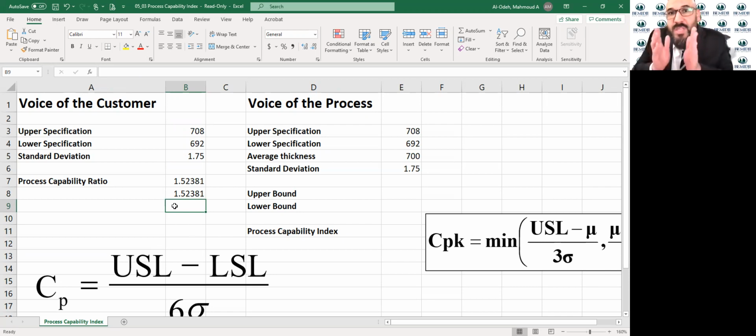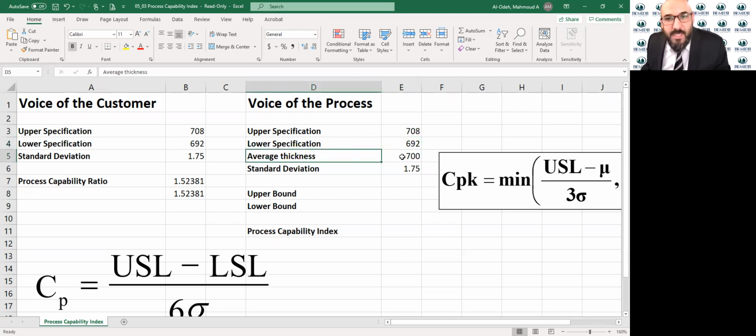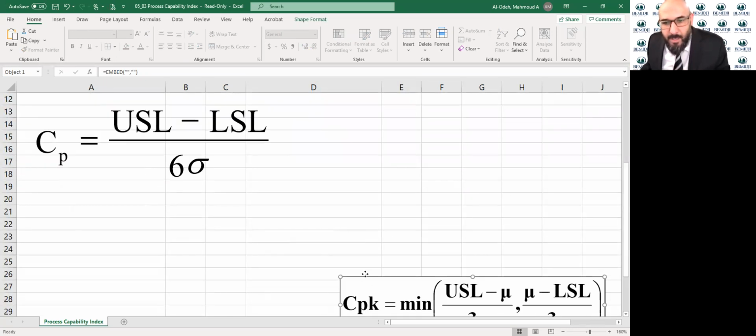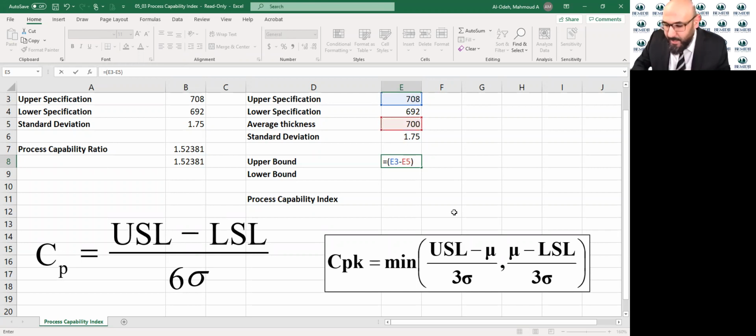Now let's go ahead and do the actual process. After doing the first one, we have to check the Cpk and see if we are actually capable of meeting the actual need of the customer or not. So the lower and upper specifications are 692 and 708. The average thickness, after we did the measurement, we found to be 700, and the standard deviation is 1.75. Now let's calculate the upper bound and lower bound. The upper would be the upper specification limit. So I'm going to open the parentheses: upper specification limit minus the average, which is 700, divided by 3 times the sigma, which is the standard deviation, this one.